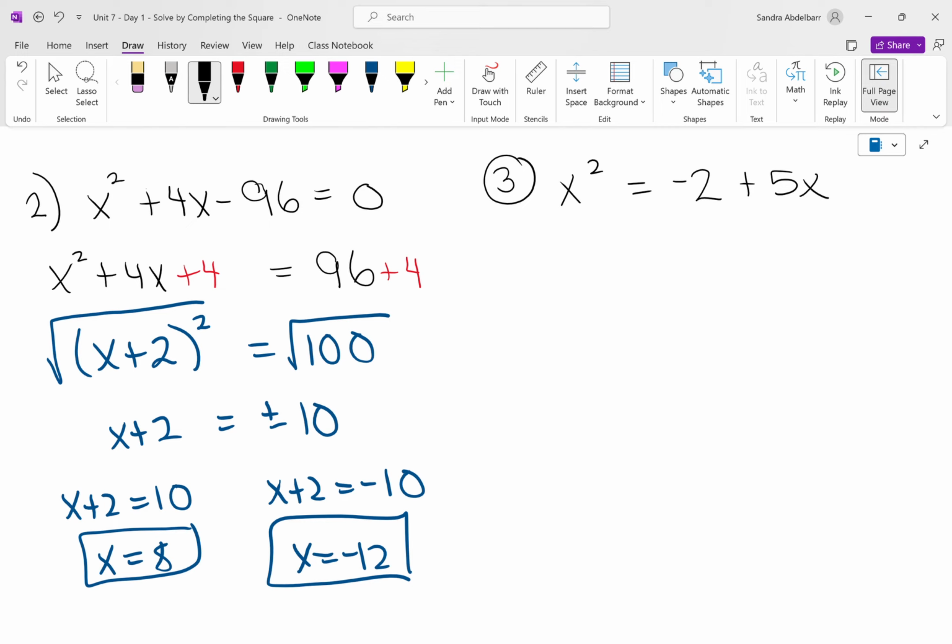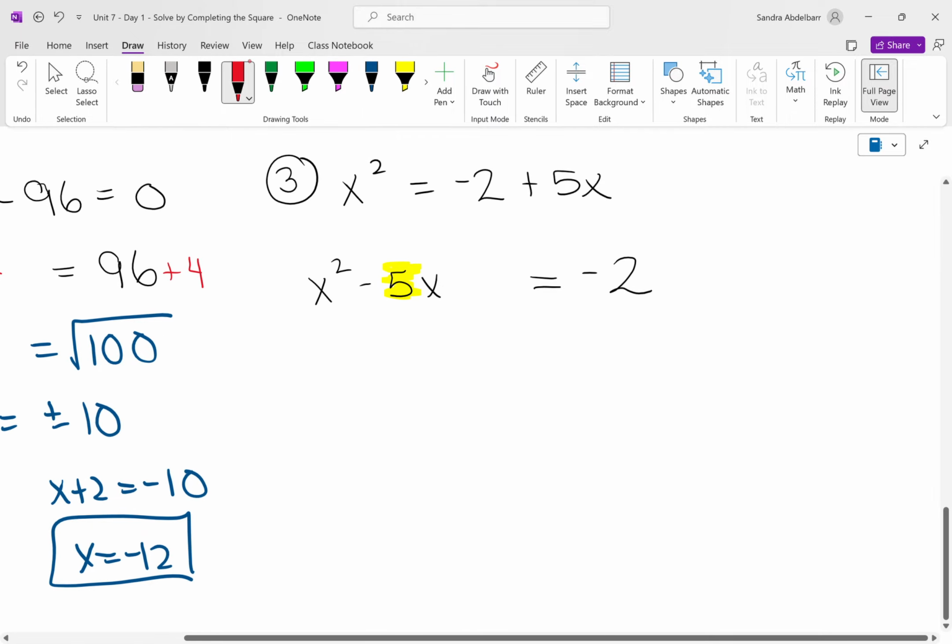Okay, so again, we want to solve by completing the square. We want everything with a variable on one side, anything that doesn't have a variable onto the other side. So I'm going to move the 5x over. Now our steps tell us to take half of the x coefficient. Well, my x coefficient is 5, so to take half of that would be a decimal. I would actually choose to leave it as an improper fraction.